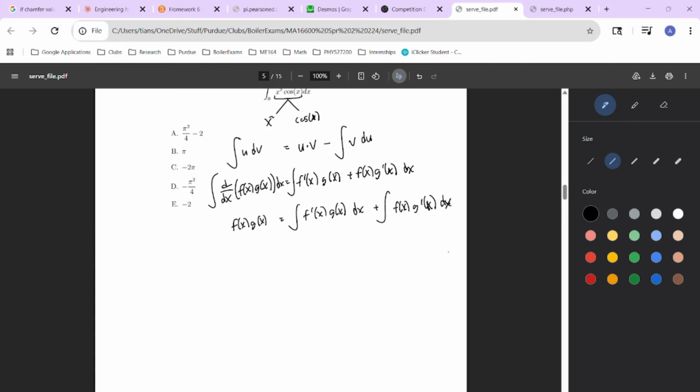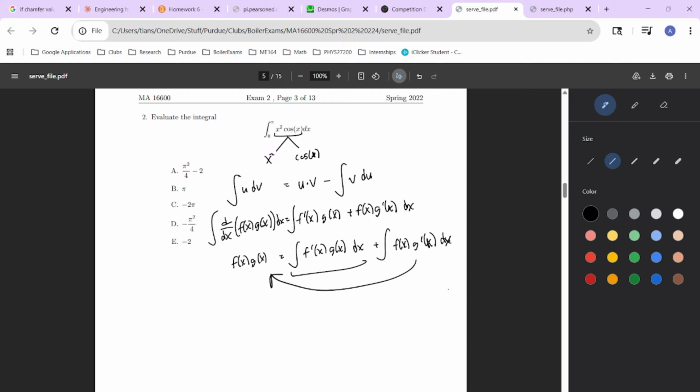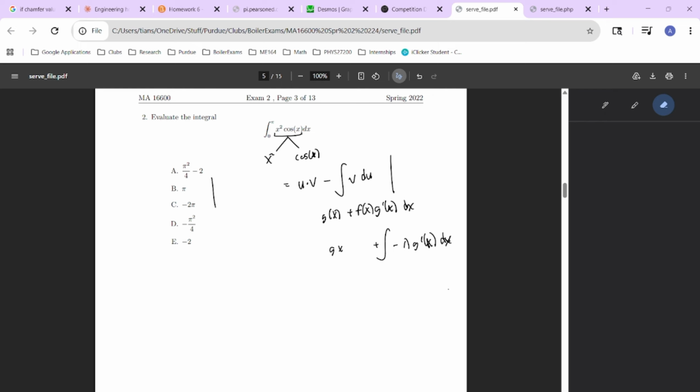And then to solve for the integral of one of these things, you simply move the other one over, and then you achieve the same form as the integration by parts formula seen here. With that being said, let us start solving this problem using the integration by parts method. What do we need to do first?